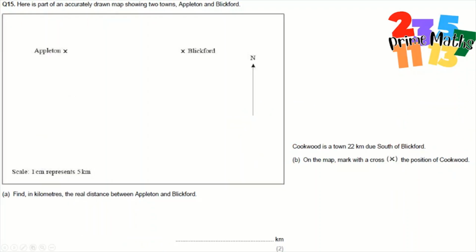Question 15. The answer to this will depend on your printing size and how much you've measured. For part A, you had to measure the distance between Appleton and Blickford. When I printed this, this measured to 7 centimetres. You then had to multiply this by 5 because 1 centimetre is 5 kilometres, so this was 35. You got a bit of leeway again, but your answer may be different if your printing size is different.